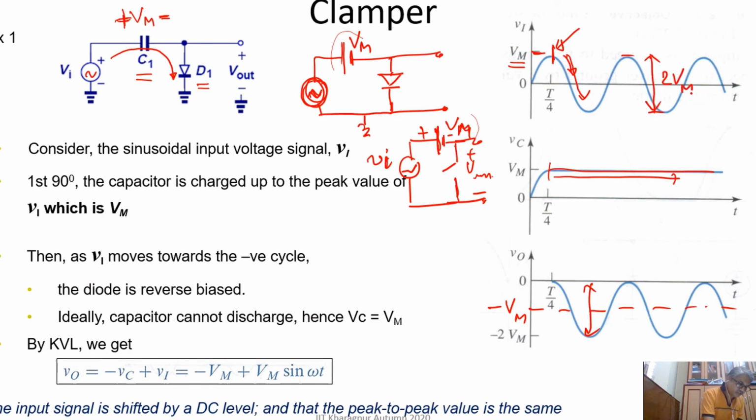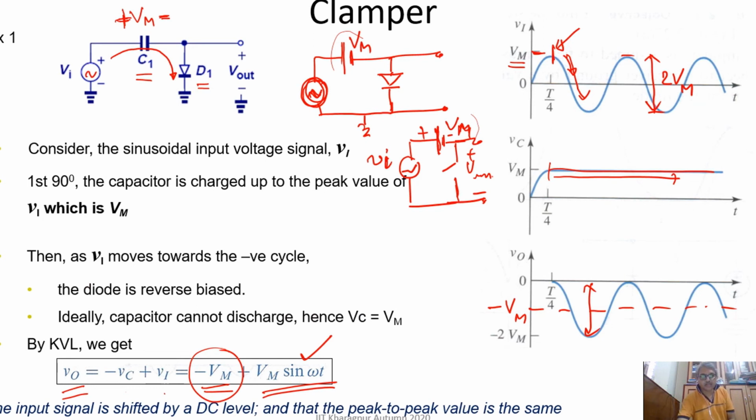As I mentioned, in a clamp circuit the whole purpose is shifting the input signal, but the entire input signal will remain the same at the output, only its DC level will change. So as I said, V0 will be minus Vc plus Vi, and we will get minus Vm plus Vm sin omega t. So the entire input signal will be at the output, but there is a DC shift.